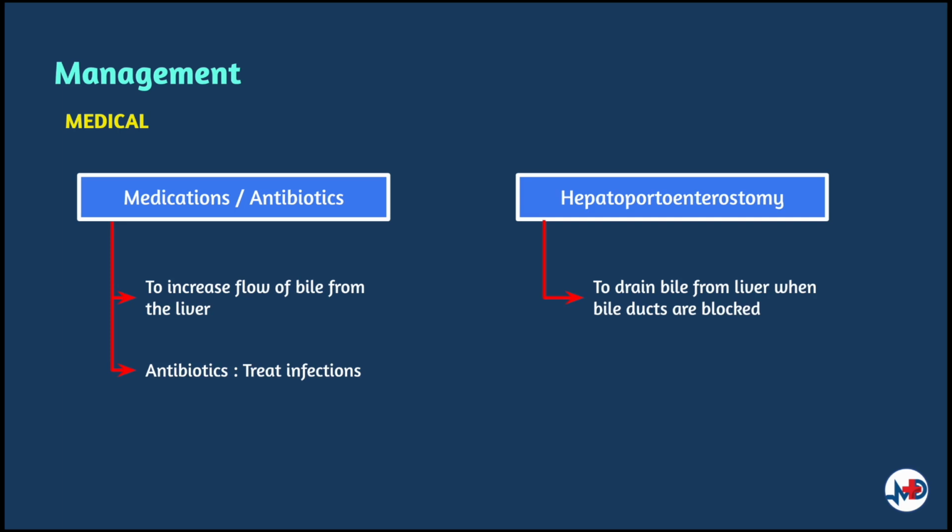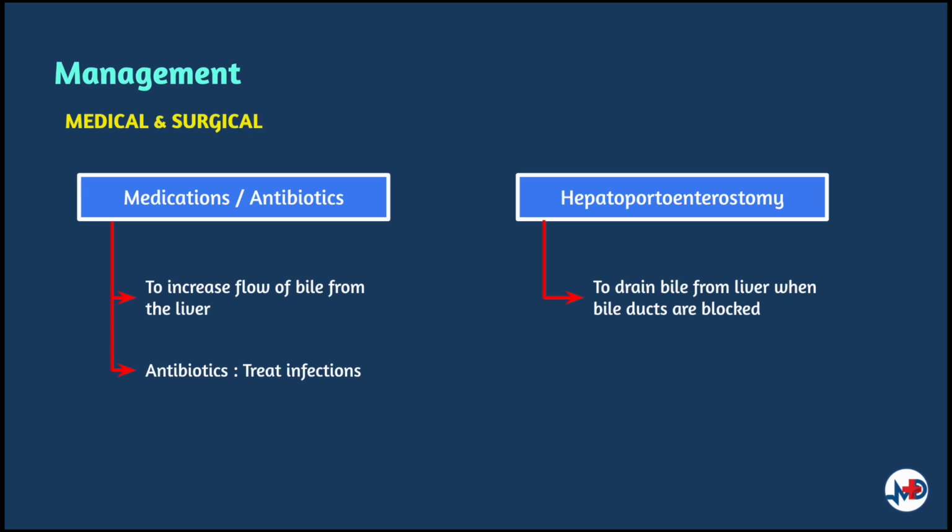So how are biliary diseases treated? Now, it depends on what exact disorder we are talking about, but generally, medications or antibiotics are given in cases where there is evidence of infection. Hepatoportoenterostomy is another method of draining the bile from the liver when bile ducts are blocked. So this is more of a surgical intervention rather than a medical intervention.